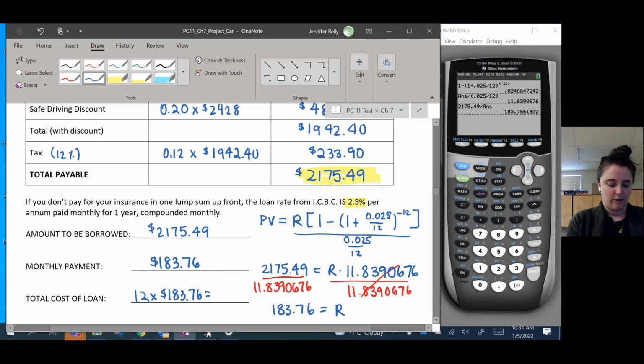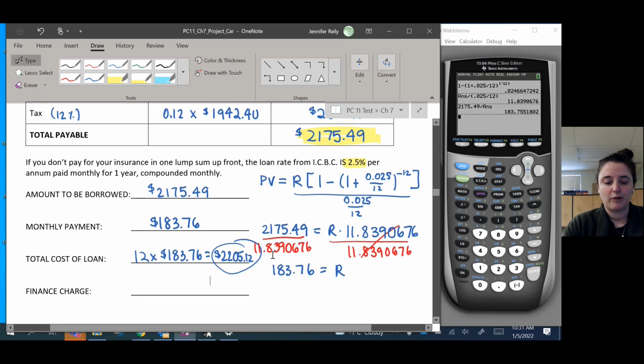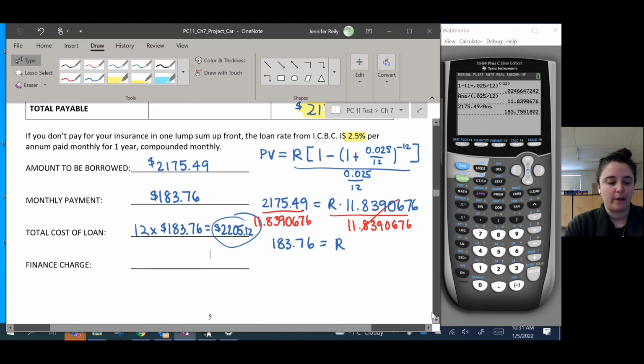12 times 183.76 is $2,205.12. So that's the total cost of the loan. So you'll see it's a little bit more than the actual amount. So if you pay upfront in cash in a lump sum, it is better, but not by much. It's actually a pretty good loan rate. So a lot of people choose to pay monthly.